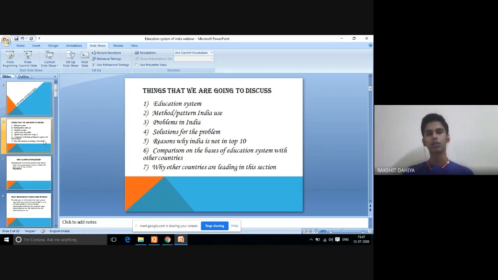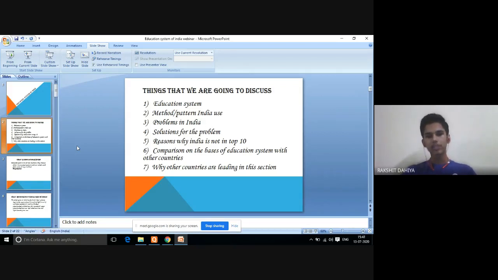Fourth, solution for the problems. We are going to get the solution for them as well. Fifth, reasons why India is not in top 10. We are going to discuss why India is not in top 10, because we all know there are many countries leading us: USA, Denmark, Finland, Switzerland. We are going to discuss that also.